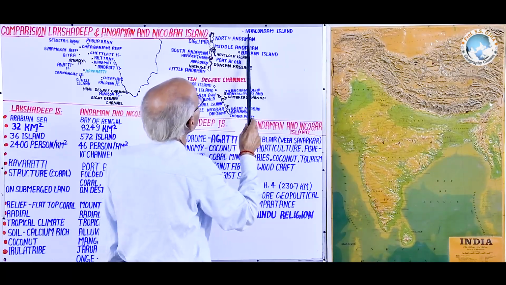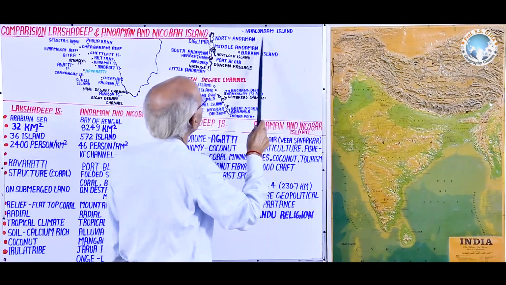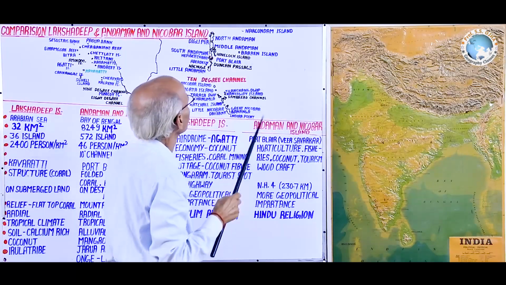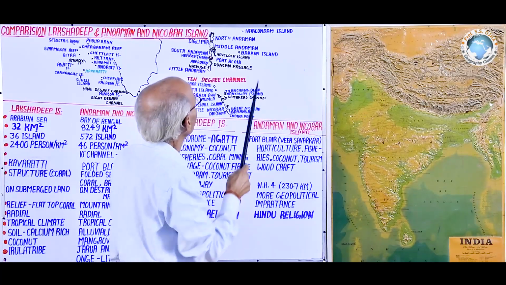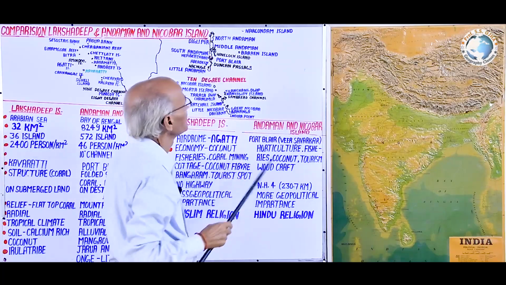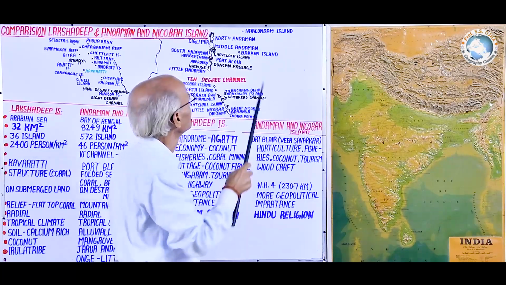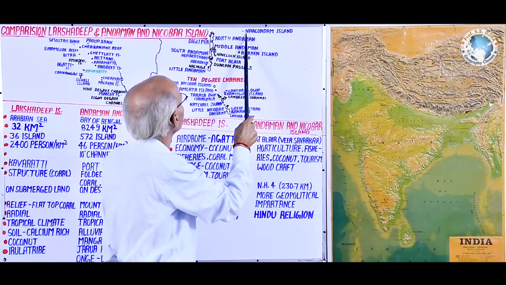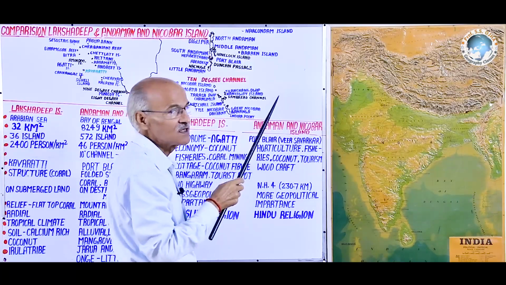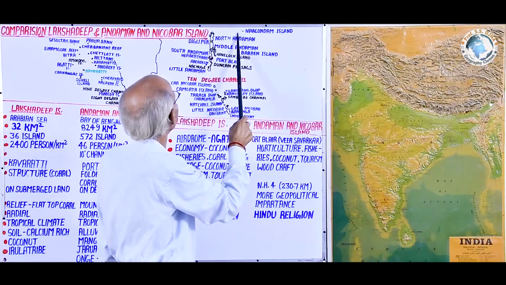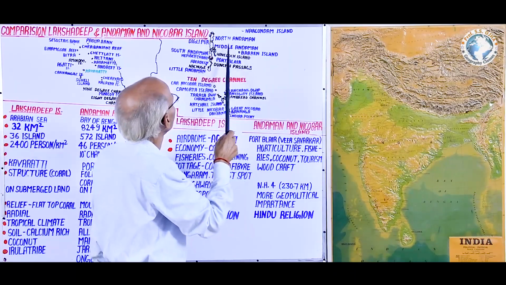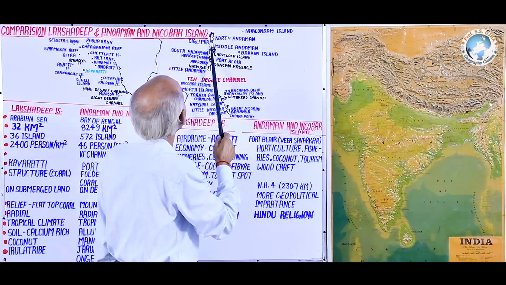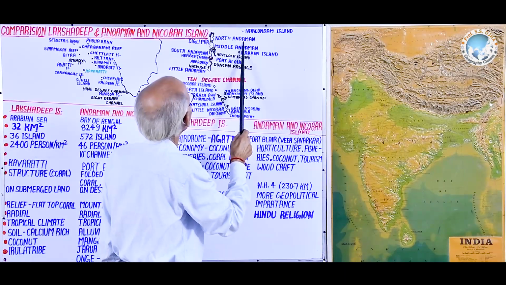Starting from the north, it is Narcondam Island, located in the Andaman group of islands. Narcondam is a very famous place because it is made up of basalt, because it is of volcanic origin, but now it is an extinct volcano. And the northernmost island of Andaman is North Andaman.